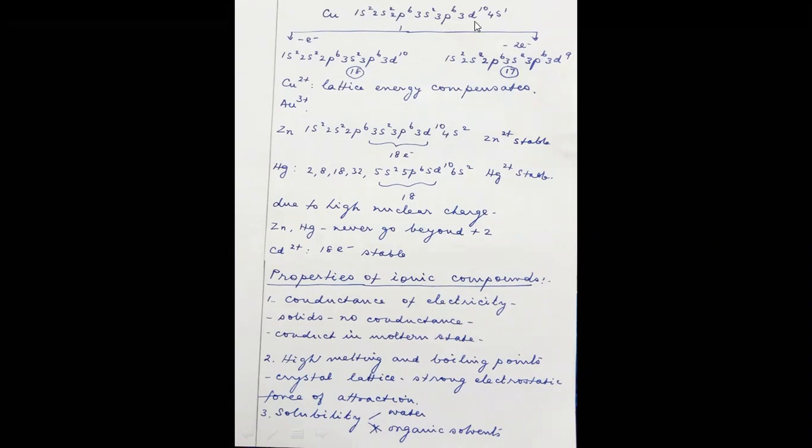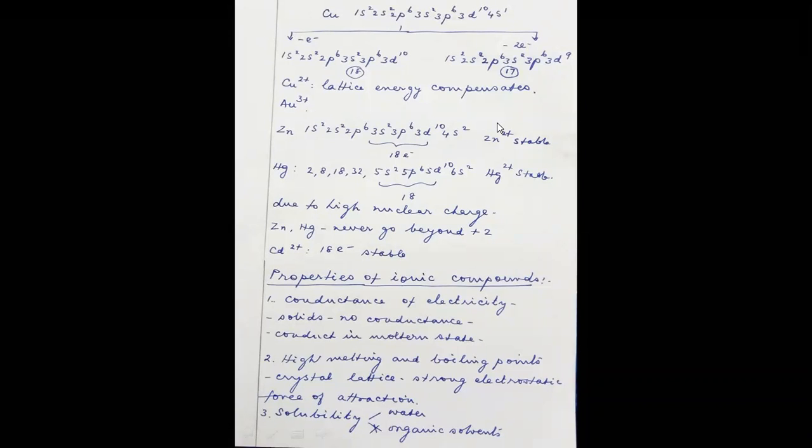So when this one electron is removed, it is 3d10 with 18 electrons in the outermost shell. When one more electron from the 3d is removed, it becomes 3d9. As the d orbital is diffused, 3d9 is equally stable. So now it gets 17 electrons. Actually, for copper 2+, the energy that is needed to remove the further electron is compensated by the lattice energy of the salt, for copper 2+ and gold 3+. What is lattice energy? I have already told you.